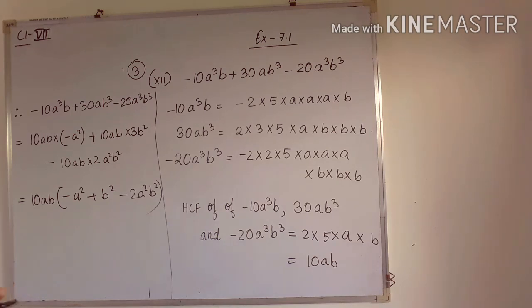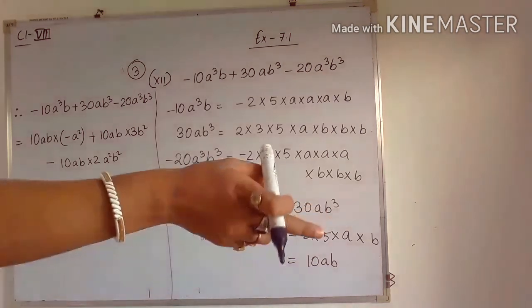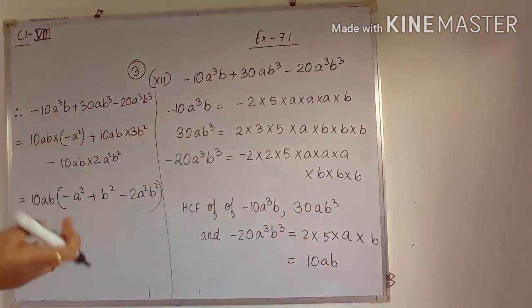Okay, so I have already given you the idea. So question number 3 is also the same. Here also you have to factorize using HCF. That means first of all we are going to find the HCF. So before the HCF, you have to factorize each of the terms.